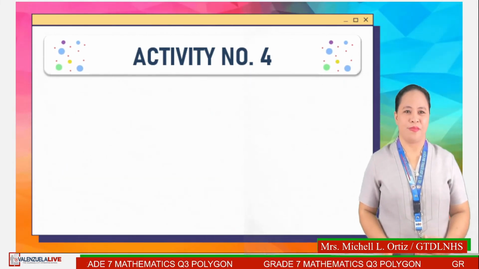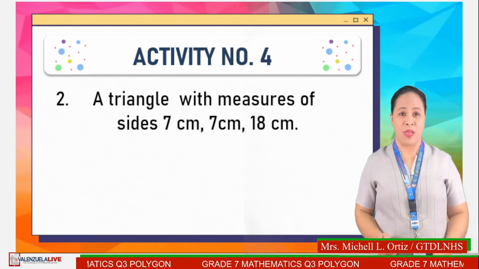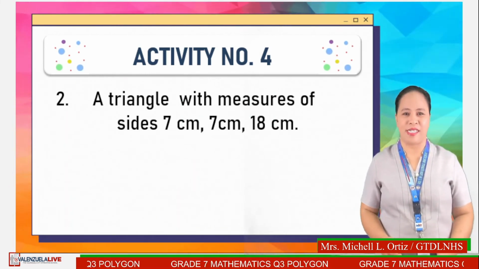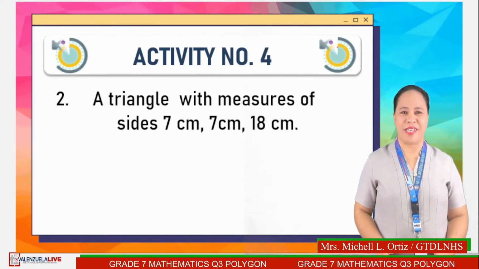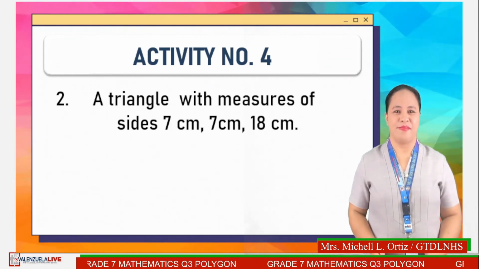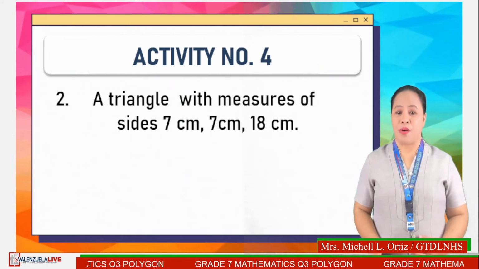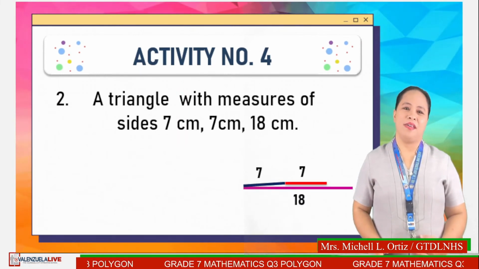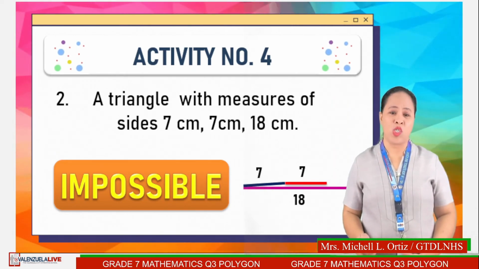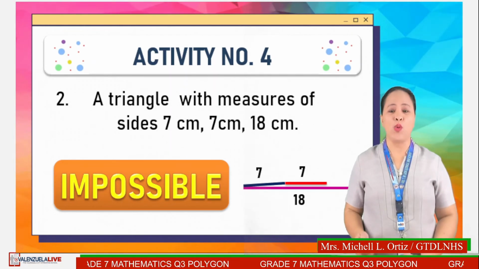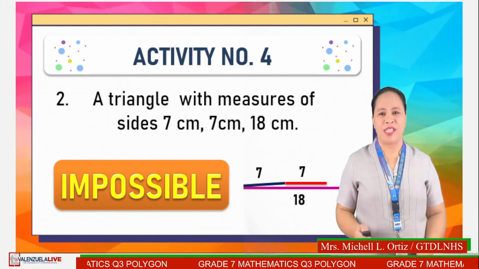Number 2. A triangle with measures of sides 7 centimeters, 7 centimeters, and 18 centimeters. Possible or impossible? 5 seconds. Go. Correct answer is impossible. Why? Because even if we connect segments which measure 7 centimeters end to end, it will not meet the other end of the segment which measures 18 centimeters to form a triangle.